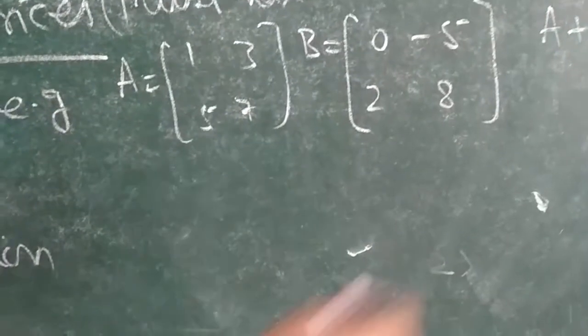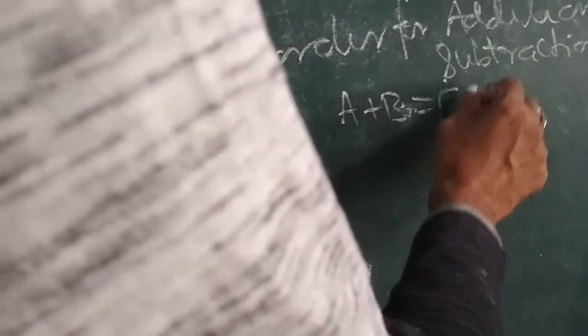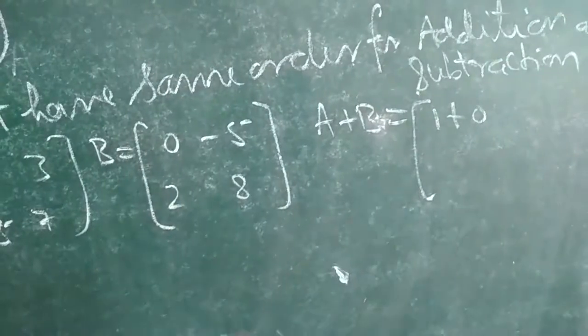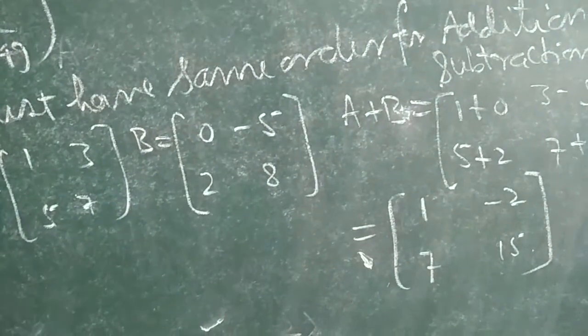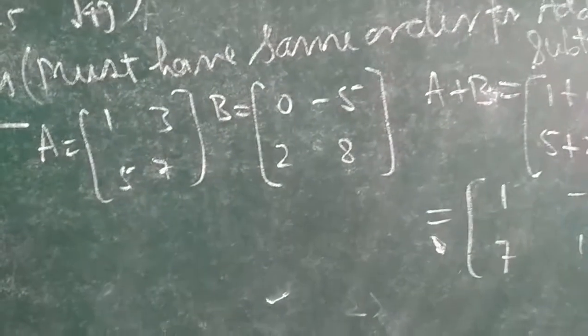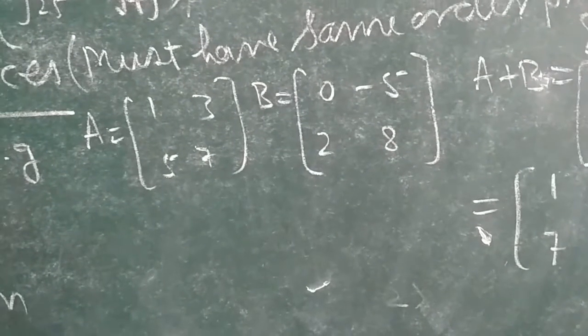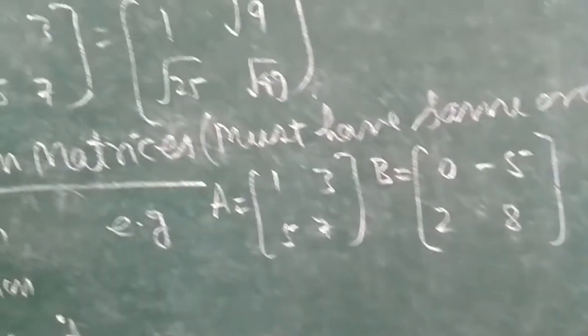Then what is the value of A plus B? It is equal to 1 plus 0, then 3 minus 5, then 5 plus 2, then 7 plus 8. In this way you have to add. Now what is the final answer? 1, -2, 7, 15. So this is the final answer of your addition. In the same way you can find the subtraction also, but multiplication is different. That I will discuss later on.